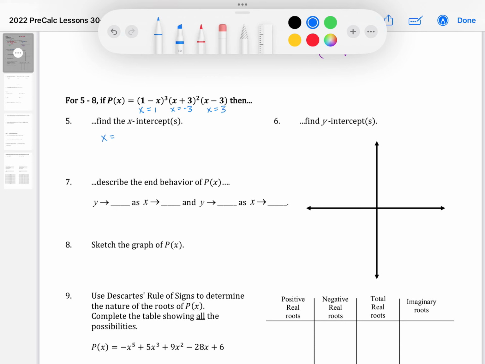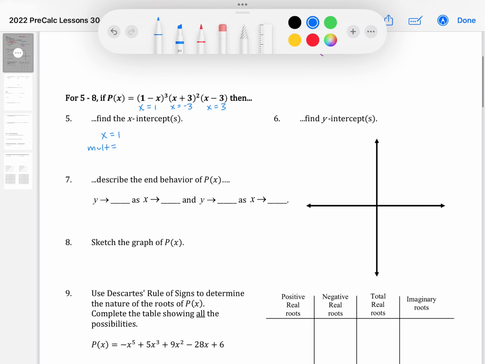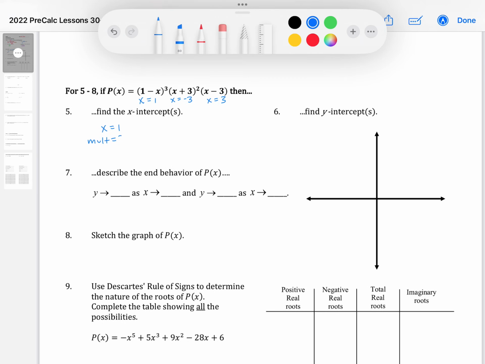So when you write those, you should also write down what their multiplicities are. So that x equals 1 solution has a multiplicity of 3. That x equals -3 solution has a multiplicity of 2. And the x equals 3 just has a multiplicity of 1.